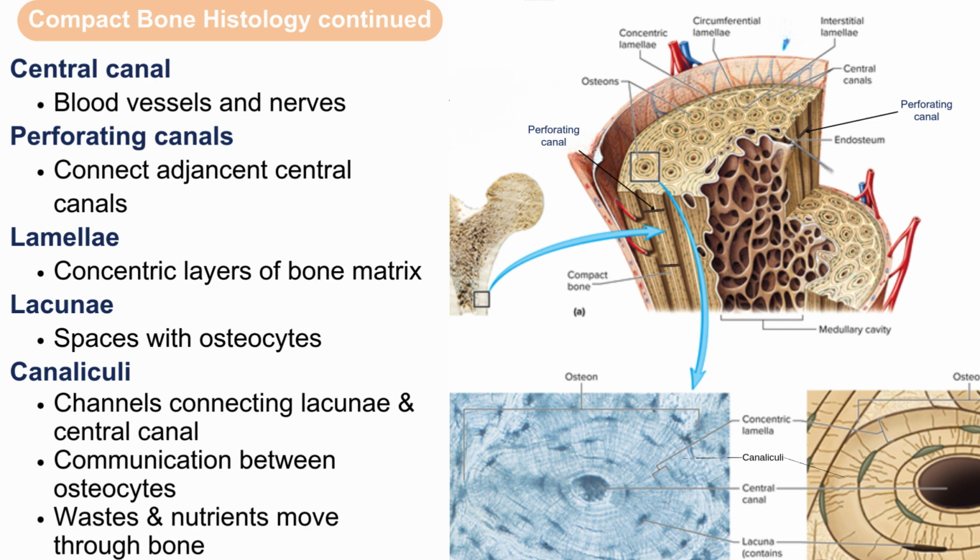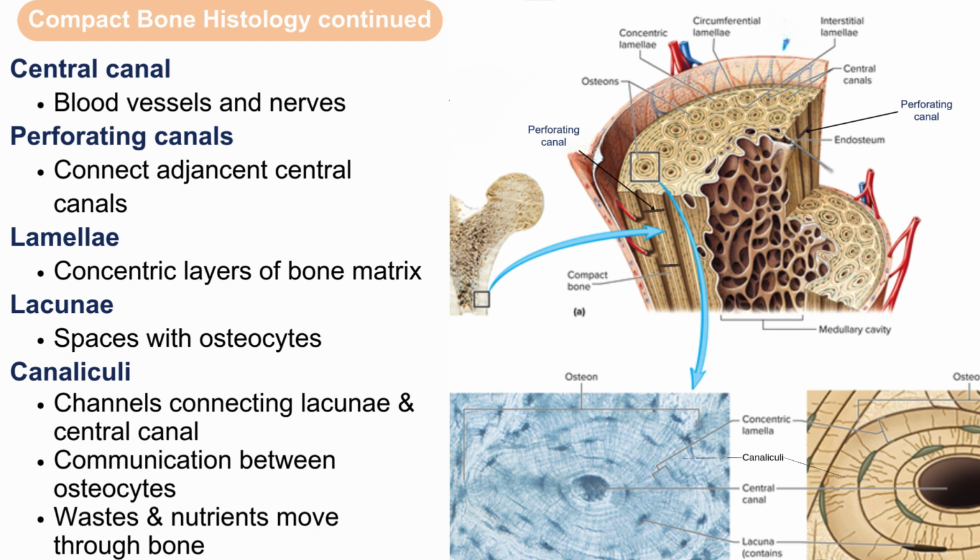Surrounding the central canal are rings of tissue called lamellae. They are concentric rings of mineralized bone matrix. Between the lamellae are small spaces called lacunae, where osteocytes are located. These osteocytes are connected to each other and to the central canal by tiny channels called canaliculi. Canaliculi allow osteocytes to communicate with each other and wastes and nutrients to move through the bone.